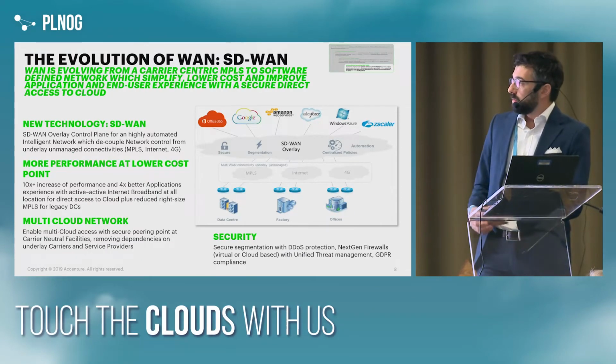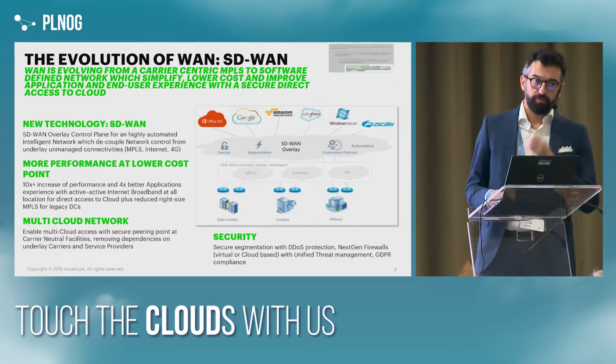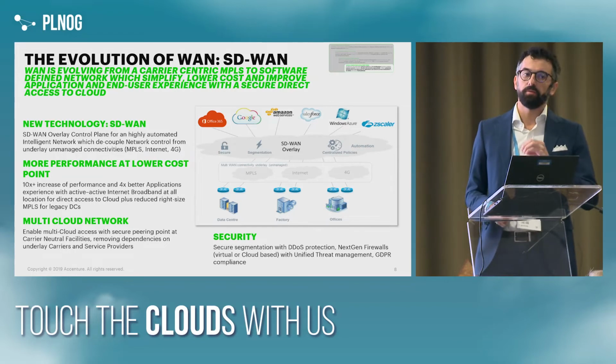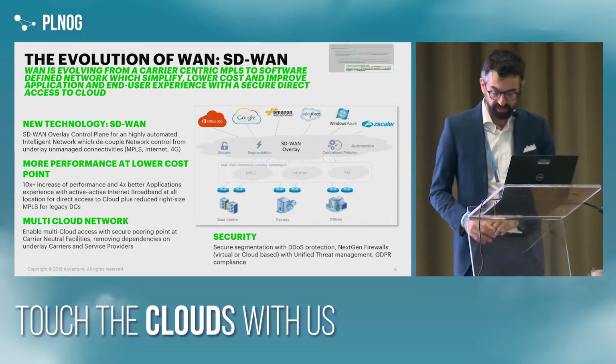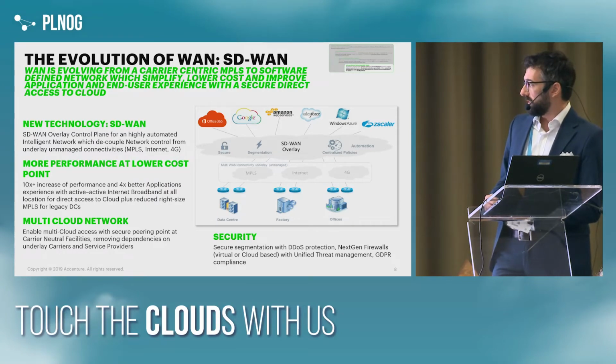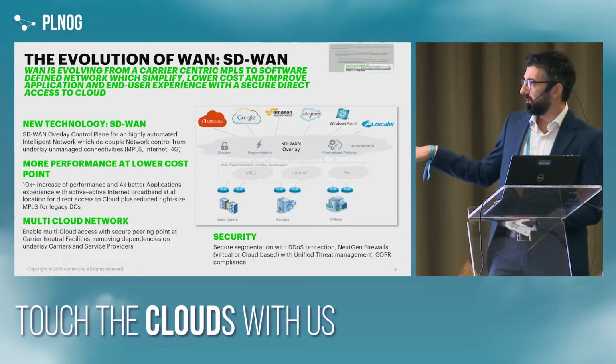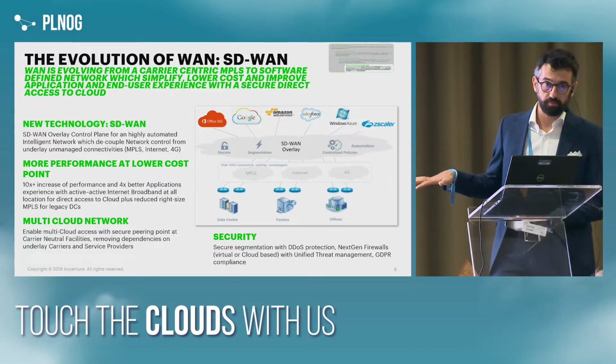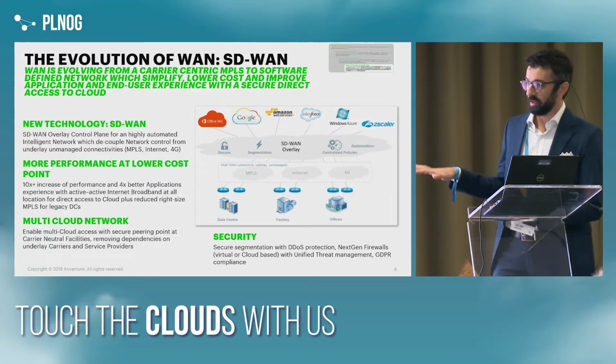Switching to SD-WAN, which is mainly the evolution of the SDN: the implementation of the same concept of SDN, but extended to the WAN. So how will that work? Usually what it will give me is a complete abstraction from the physical layer that I have.